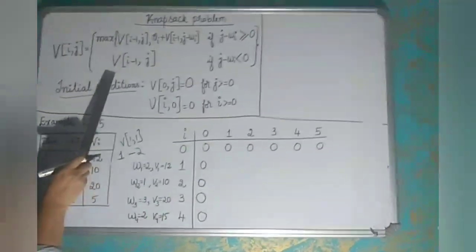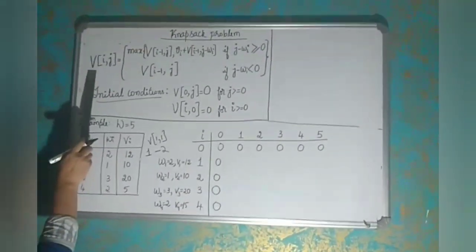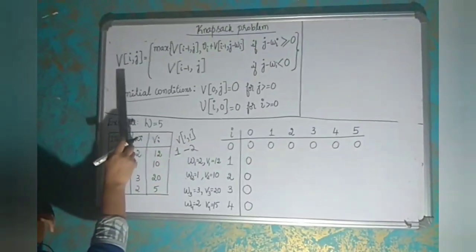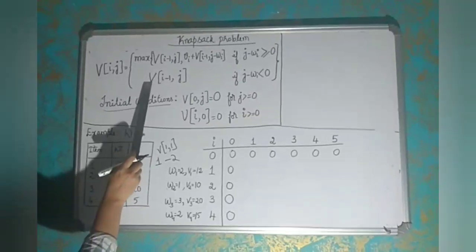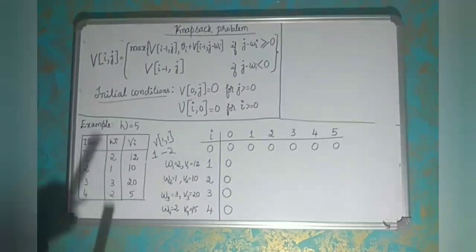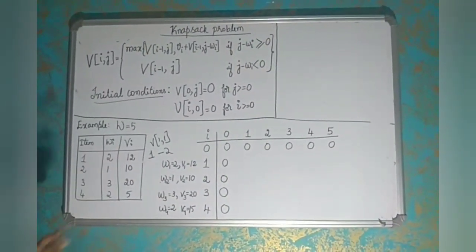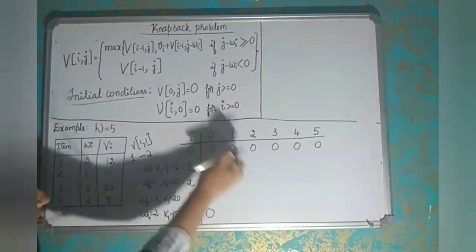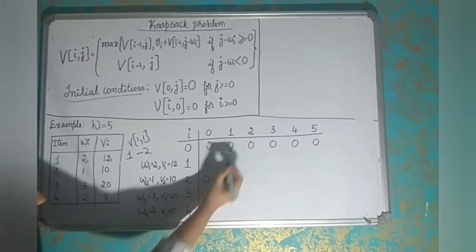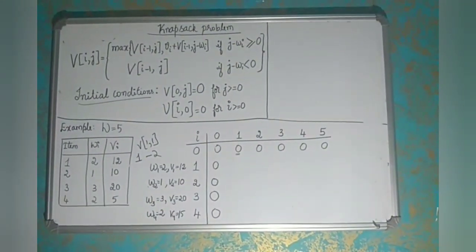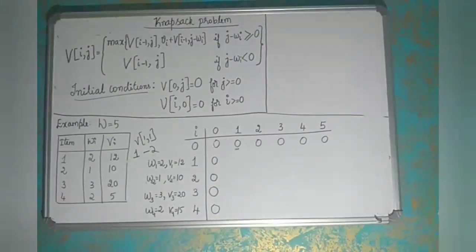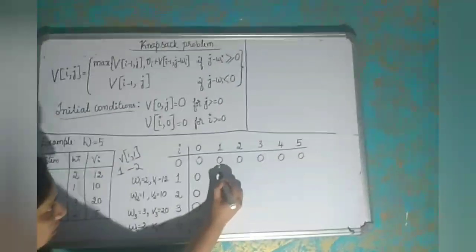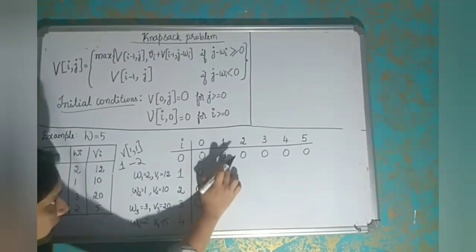What does the second case say? If j minus wi is less than 0, then V of i, j should be V of i minus 1, j. i minus 1 means the previous row. So what is the previous row? Same column, previous row, means this one. Correct? Previous row, same column. V of 0, 1. So, you have to fill the same value for this one. So this will become 0.